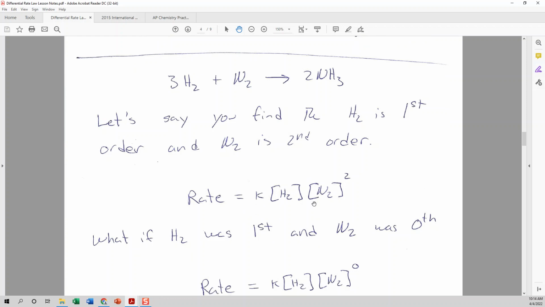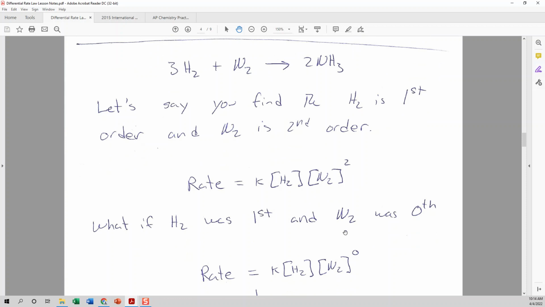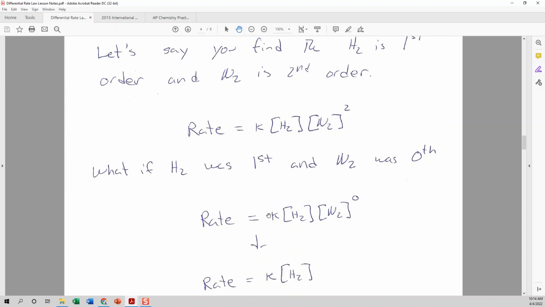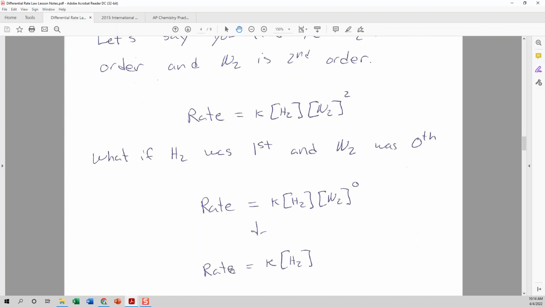Okay. Well, what if hydrogen was first and nitrogen was 0? Then this is what you would write, but notice that anything to the 0 power is really 1, so this is really how it would probably come out. You would say rate equals k times the concentration of hydrogen raised to the first power, and you wouldn't throw in the nitrogen because it was zero order. So on free response, you could write it this way if you wanted to, but the way you'd probably see it on multiple choice is that would be the correct answer.